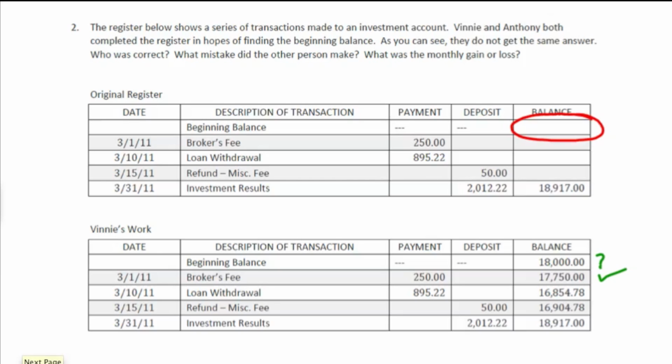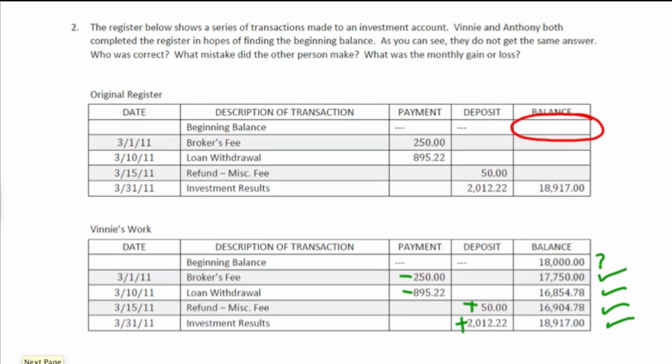But let's continue on. Then there was a payment made of $895.22, which means we subtract, and doing that arithmetic, this would also be correct. Then a deposit was made. Unlike payments where we're subtracting, deposits are where the numbers are going to be added. So now if we had $16,854.78 and we add on $50, it is still correct that it's $16,904.78. And then finally another deposit, which means another addition to our account, and that is actually correct, $18,917. So it seems as if Vinny is correct.